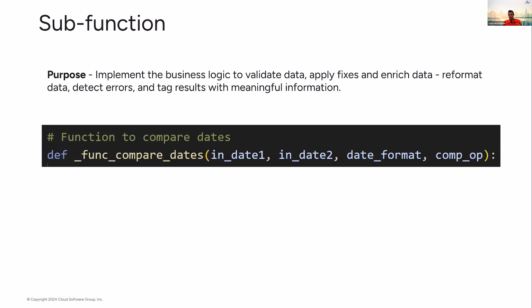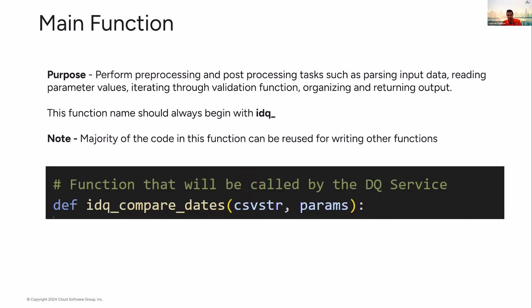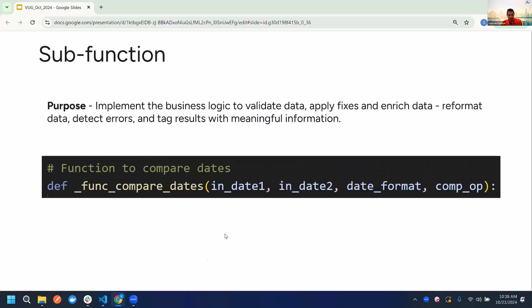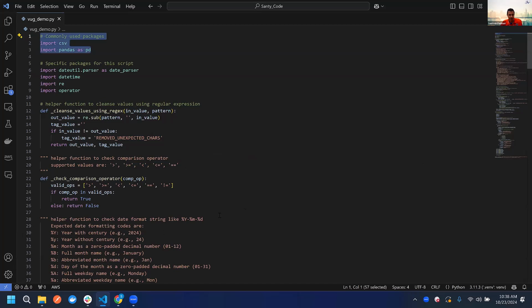Subfunction, this is where you will write your own business logic. This could be a list of steps that you want to perform. This will vary from one use case to another. This subfunction is actually called from the main function, and we'll see that in a little bit. And that's about it. So let's take a look at the code that we have written for Steve's use case.